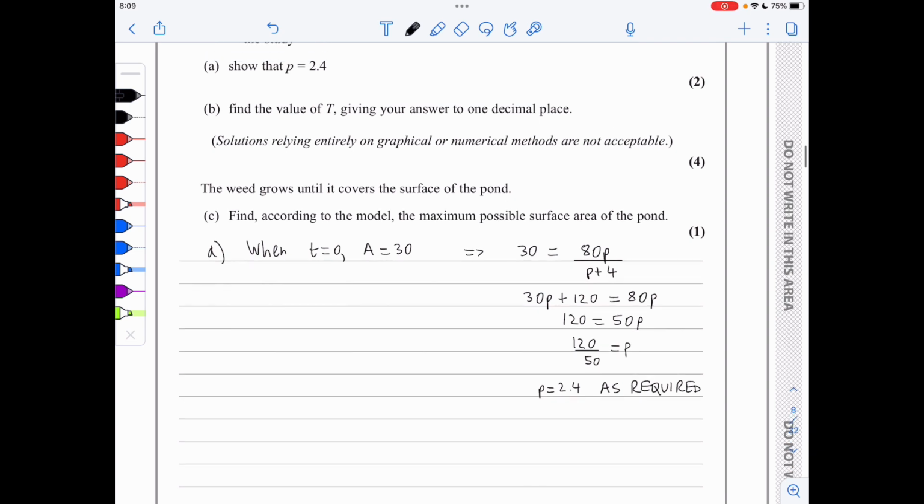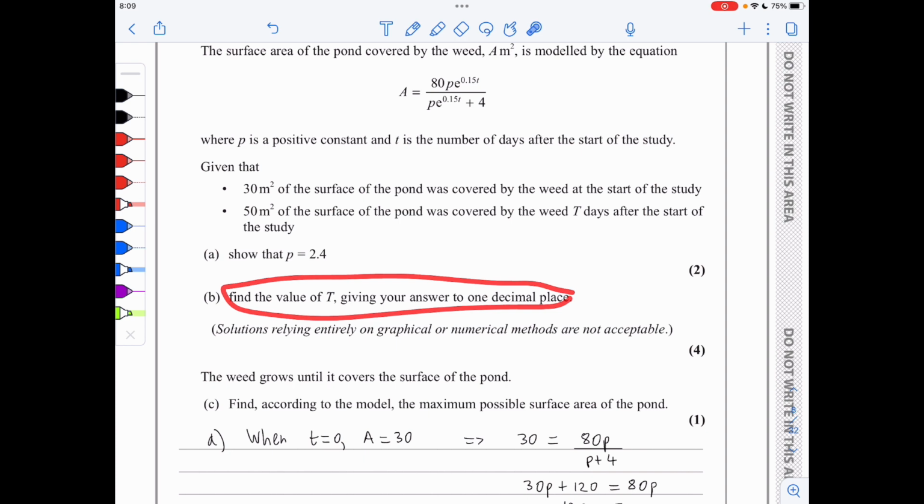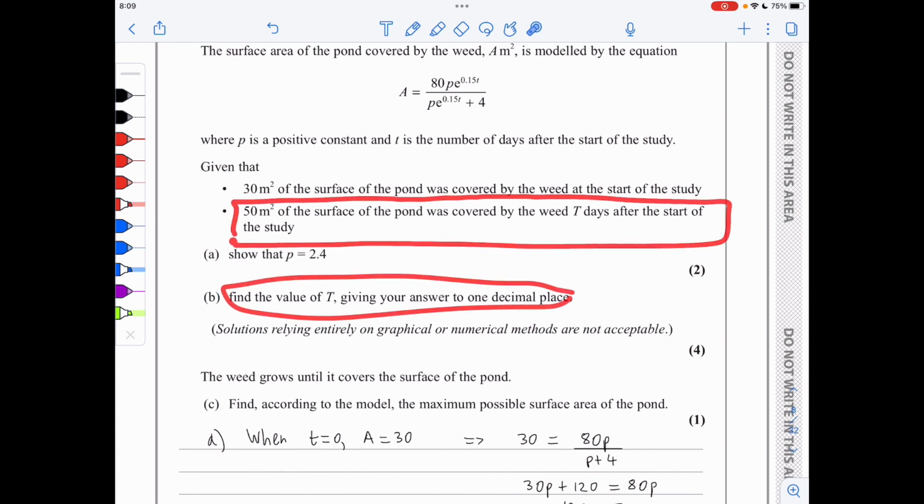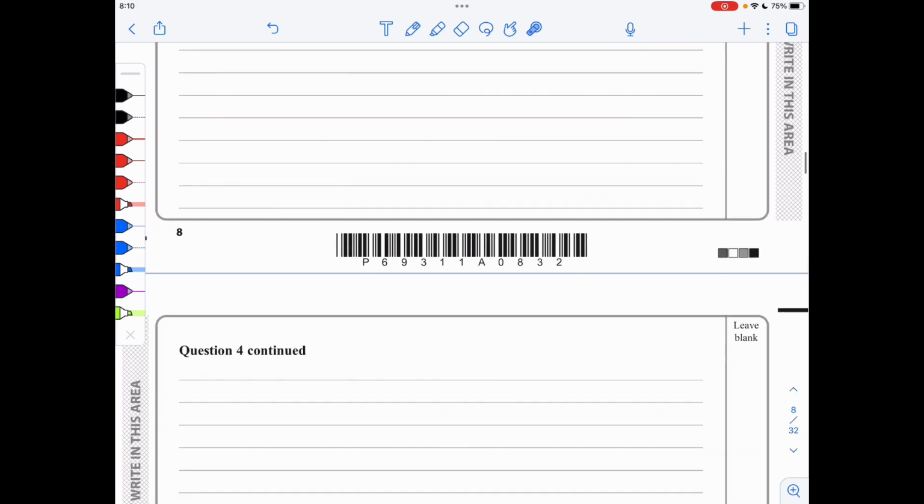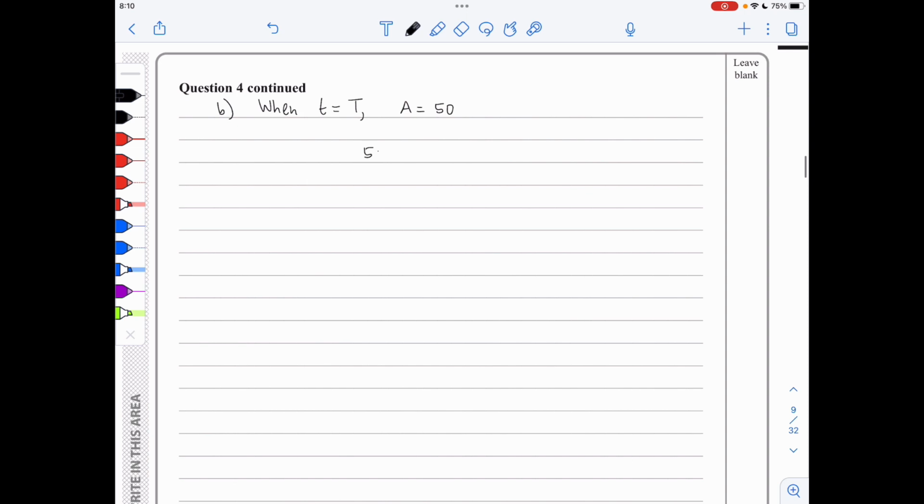In part B, we need to find the value of capital T, giving our answer in one decimal place. I will be using this second piece of information. We had 50 square meters of surface, capital T days after the start of the study. So what we know now is that when t is capital T, then the surface area capital A is 50. This means that we've got 50 is equal to 80 times the P, which was 2.4 e to the 0.15 capital T over 2.4 e to the 0.15 capital T plus 4.